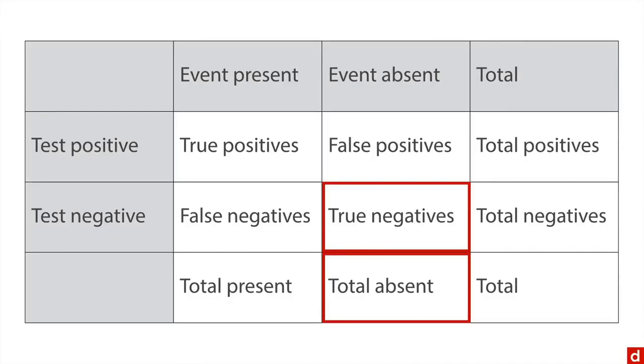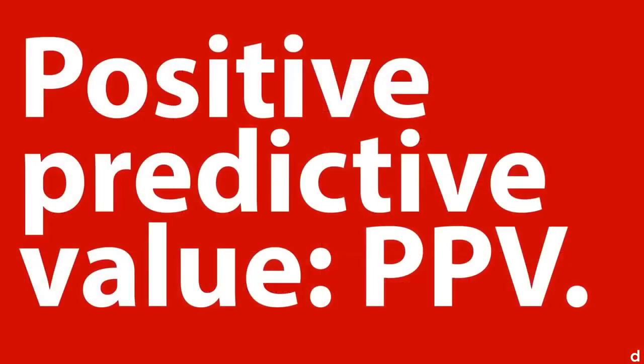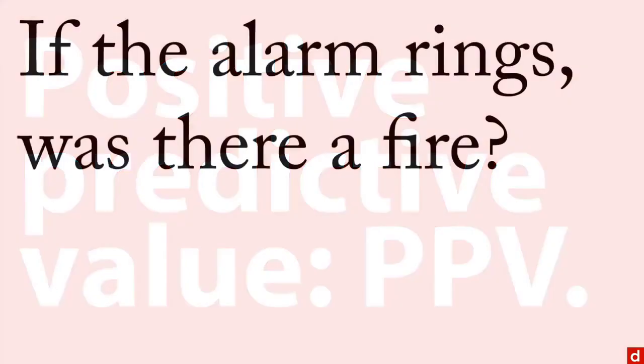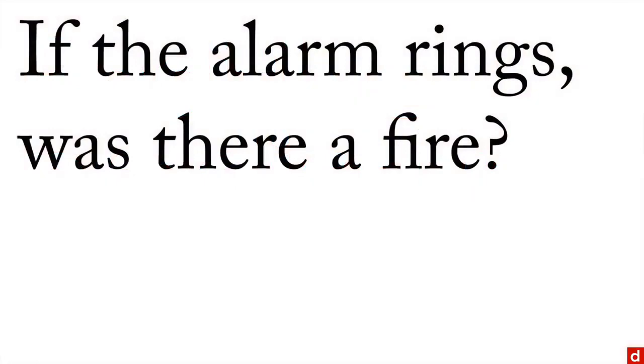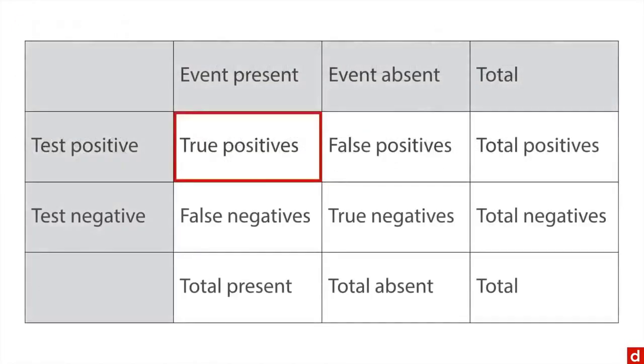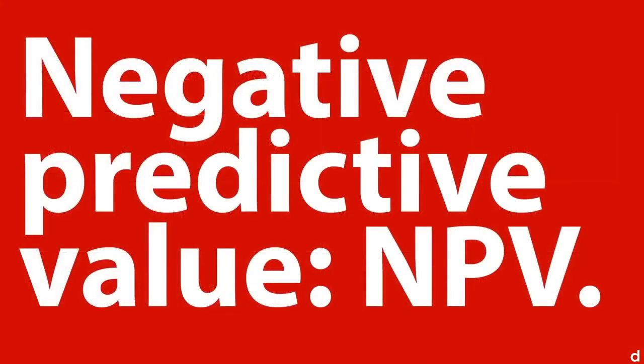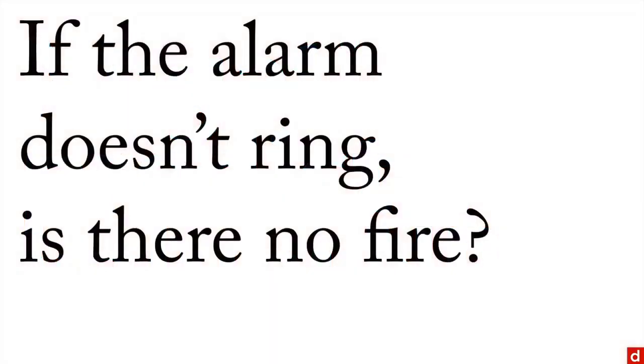Now, those are looking at columns. You can also go sideways across rows. So the first one there is positive predictive value, often just abbreviated as PPV. And we flip around the order a little bit. This one says, if the alarm rings, was there a fire? So now you're looking at the true positives and dividing it by the total number of positives. Total number of positives is any time the alarm rings. True positives is because there was a fire. And negative predictive value, or NPV, says, if the alarm doesn't ring, does that in fact mean that there is no fire?